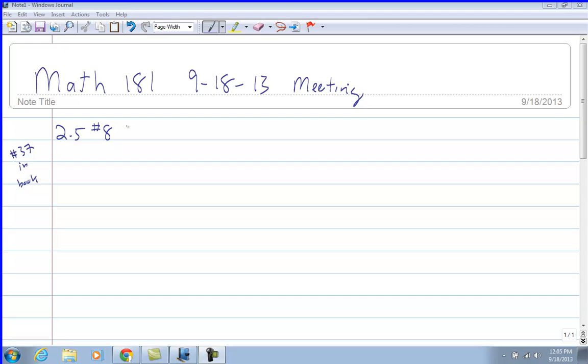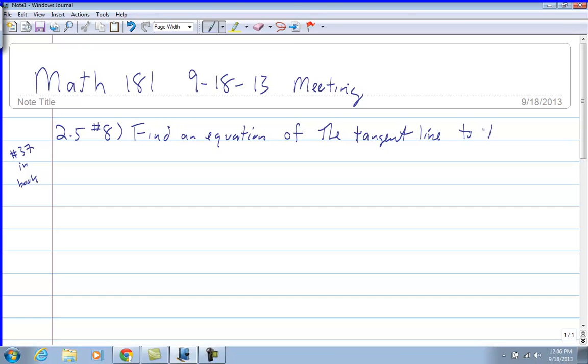So it says find an equation of the tangent line to the graph at the given point.